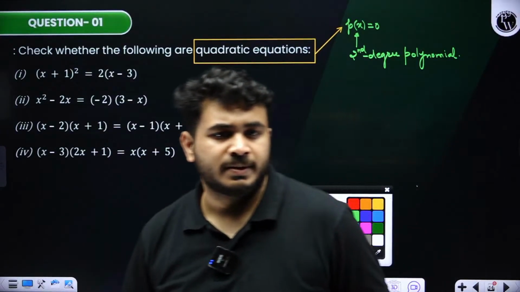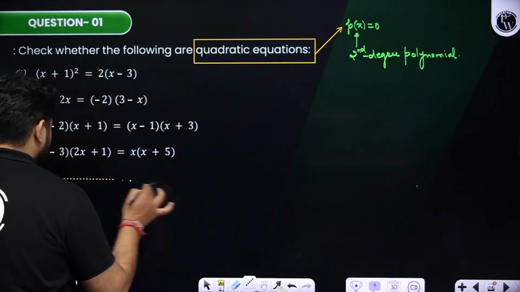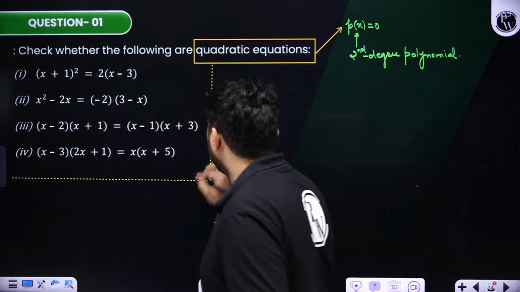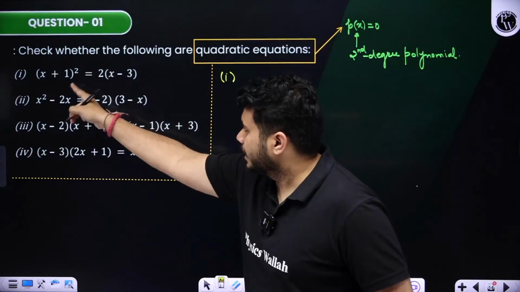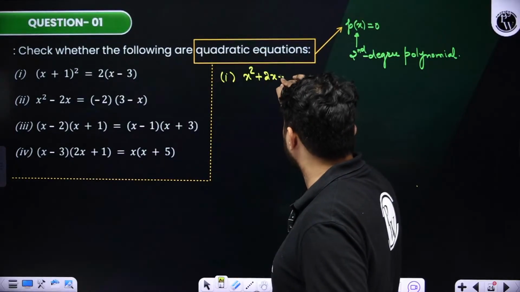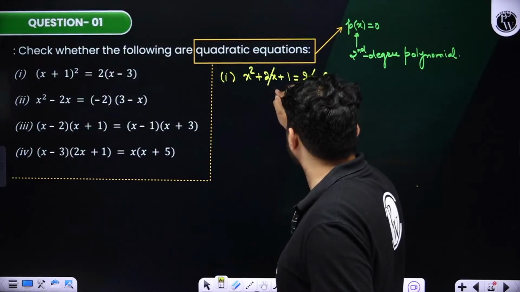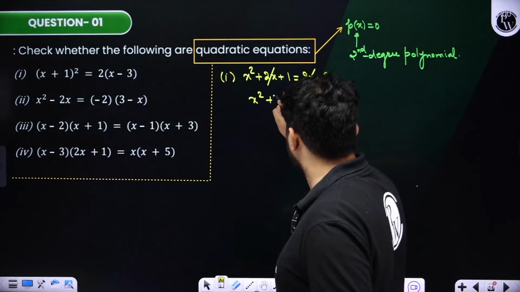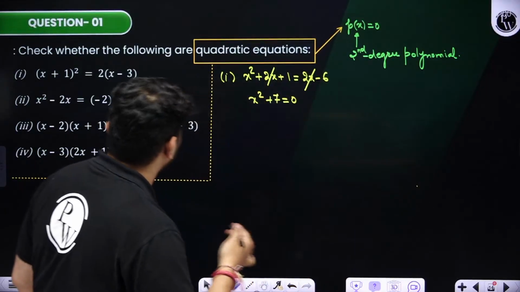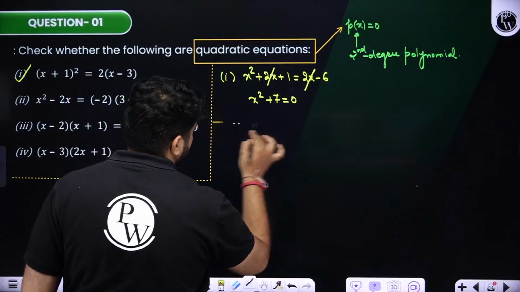Now solve, students. First one, is it a quadratic equation? If you expand x plus 1 whole square, it will be x square plus 2x plus 1, then minus 2x minus 6. Cancel 2x and 2x. So x square plus 7 is equal to 0. The degree of the polynomial here is 2. It is a quadratic equation. No problem. Correct?